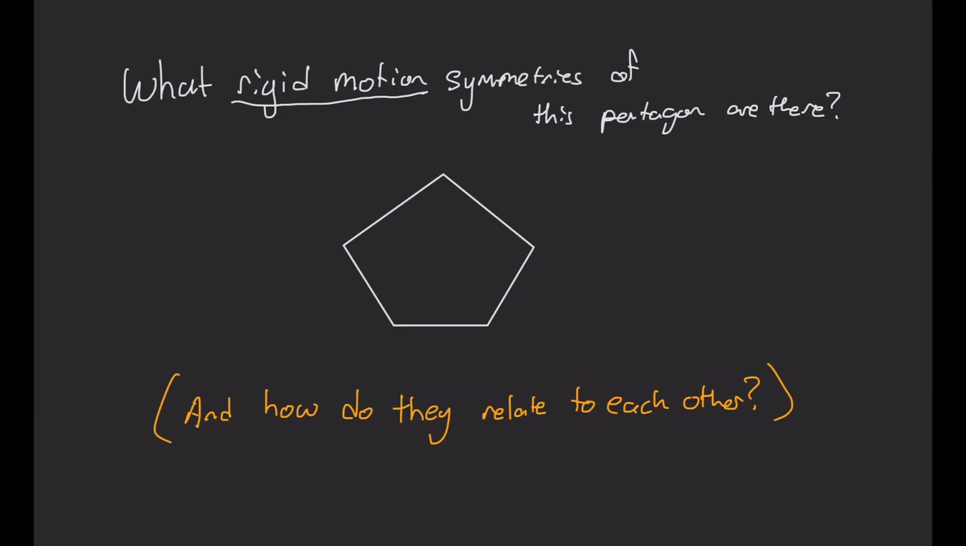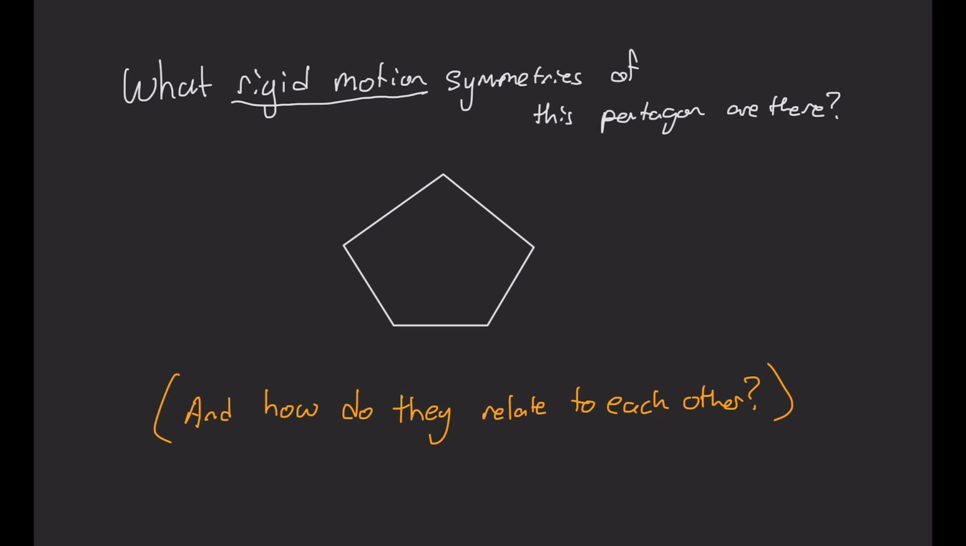Okay, so the question I want to explore is how many rigid motion symmetries of this pentagon are there? So imagine this pentagon is regular, even though my drawing is terrible. And in particular, I want to ask the question of how these symmetries relate to each other, particularly algebraically.